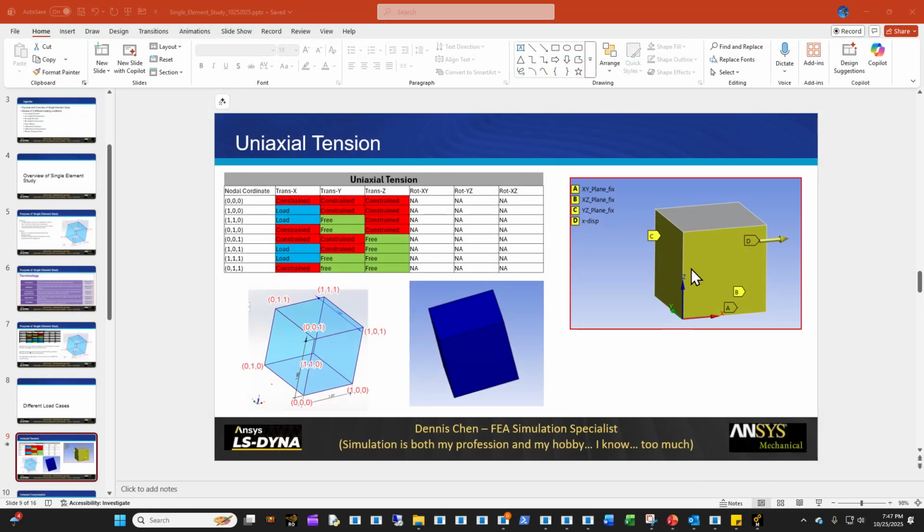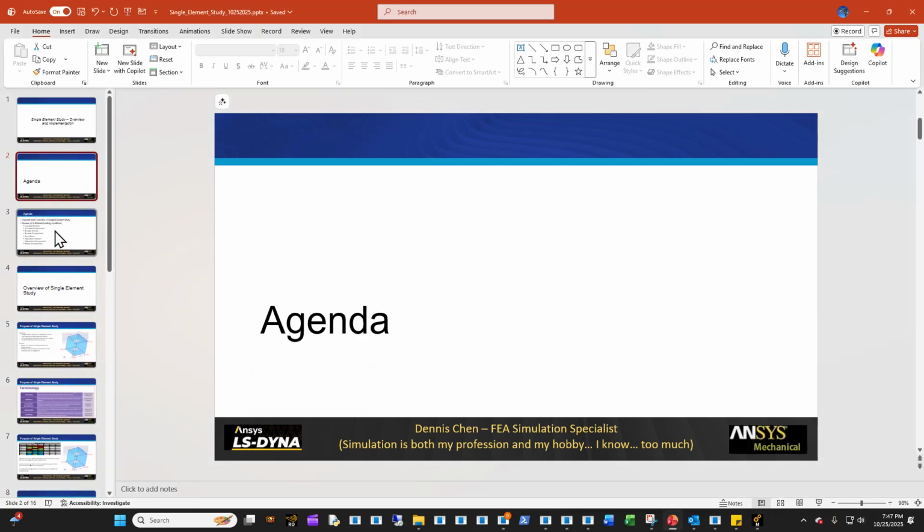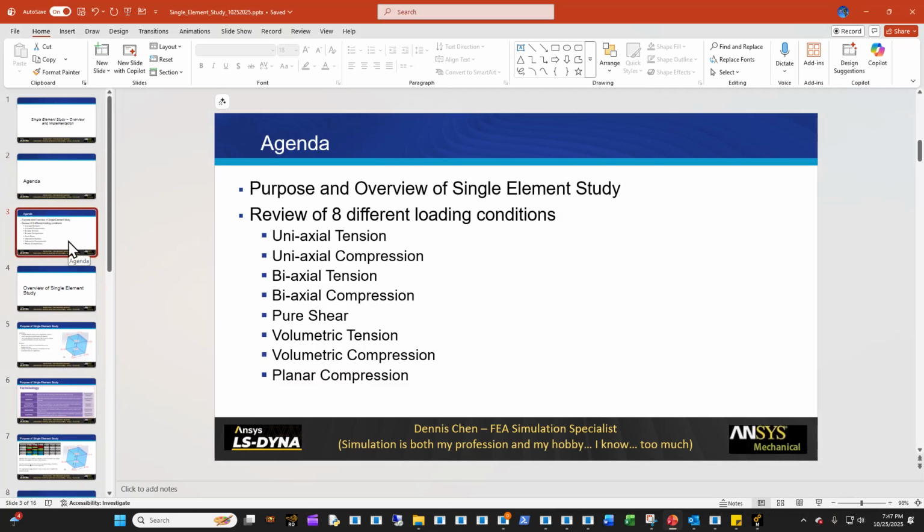The template helps, but this kind of table helped me do single element study in other code as well that doesn't use Workbench, for example. Okay, that's all. Thank you very much. I'm hoping this is helpful. It's a very simple video, but I think having this summary as a repository is going to be very helpful in the future.